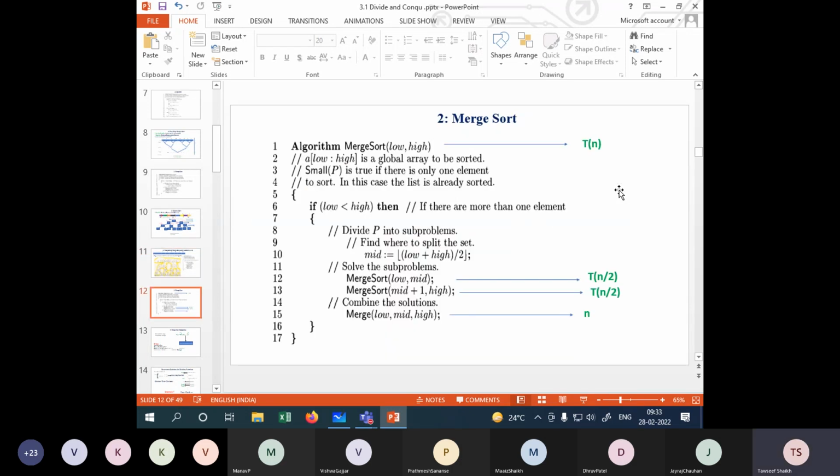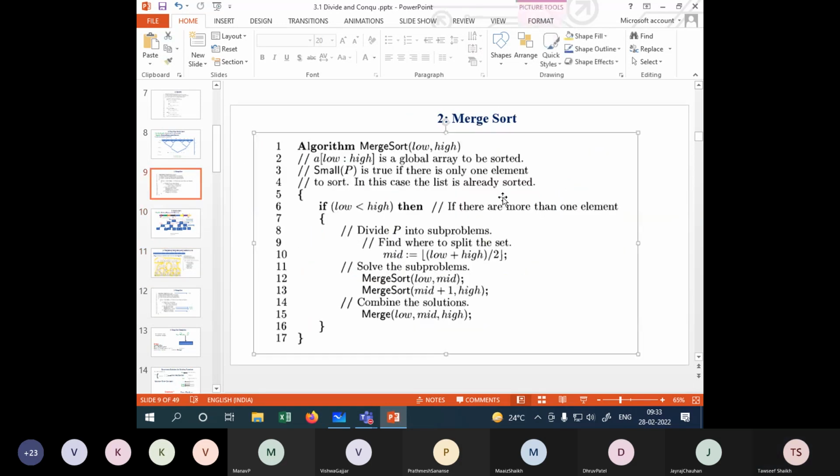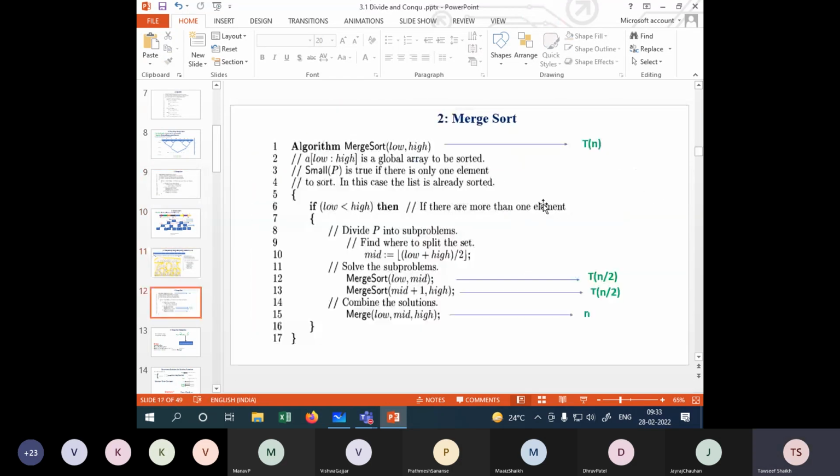And this is the pseudocode. This pseudocode I have written again here. Now to find the recurrence relation of the merge sort algorithm, let's call it T(n), that is the total time this whole algorithm will take.